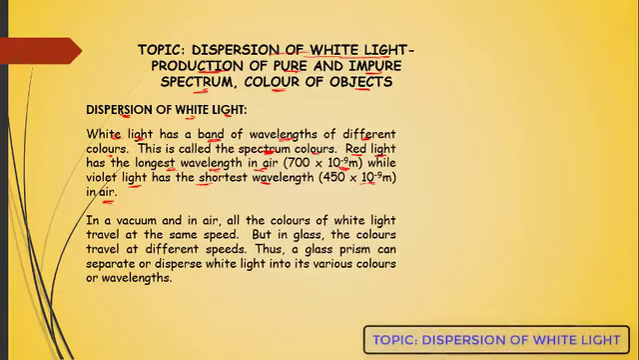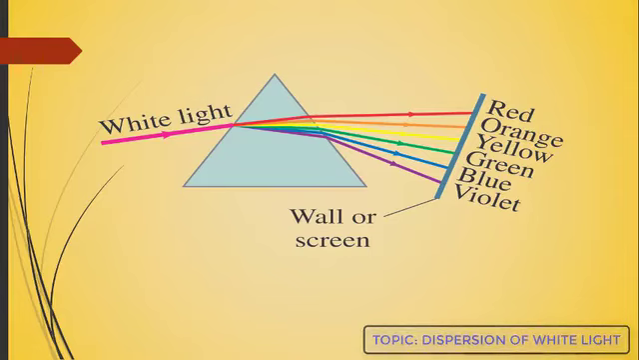It is also interesting to note that in a vacuum and in air, all the colors of white light travel at the same speed. But when it comes to glass, the colors travel at different speeds. It is for this reason that a glass prism is able to separate or disperse white light into its various colors or wavelengths. Now, this is a diagrammatical representation of what we're talking about here. How white light is being dispersed into various colors.